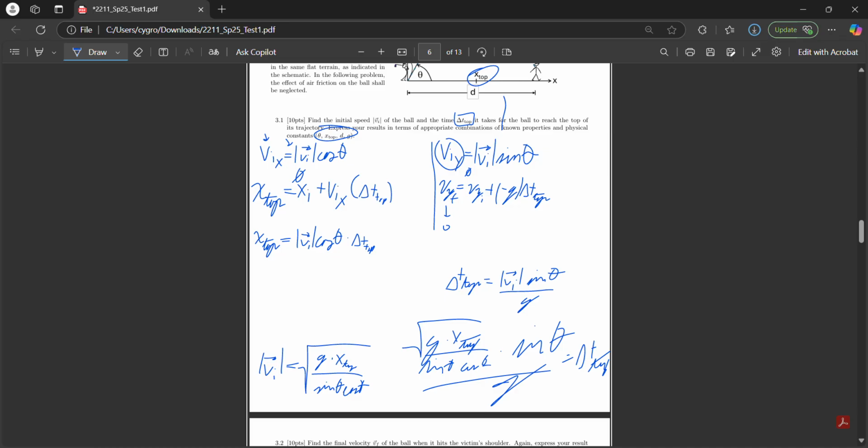Now, that gave us both our initial speed equation and our change in t top equation.